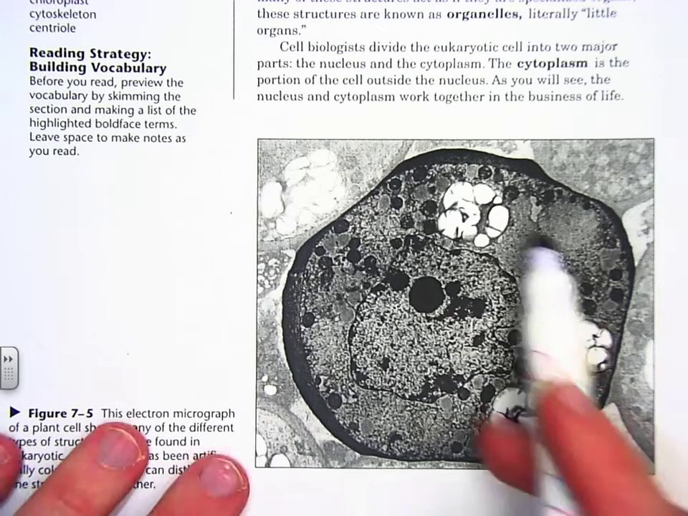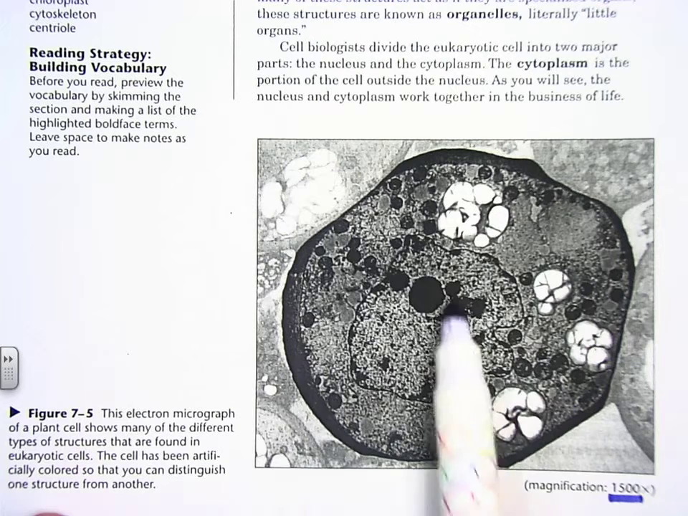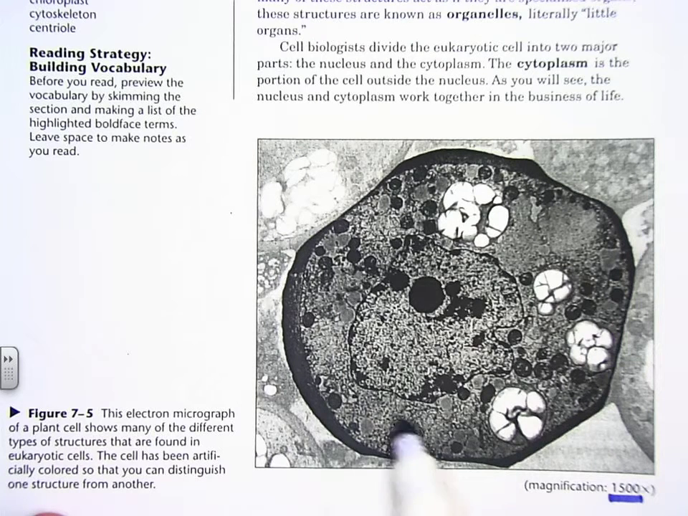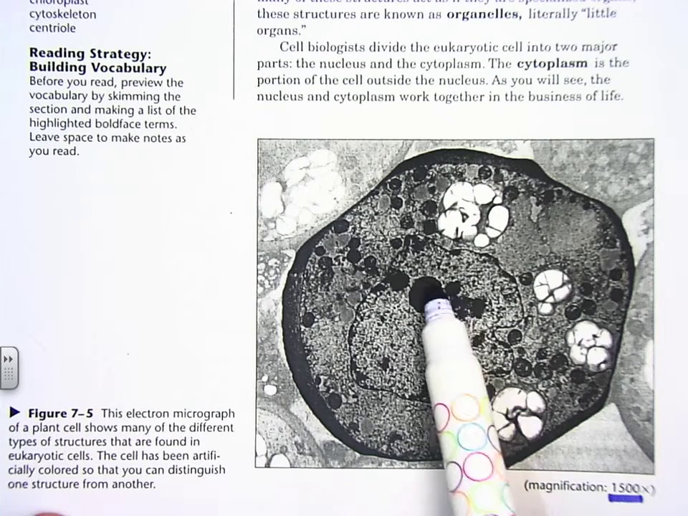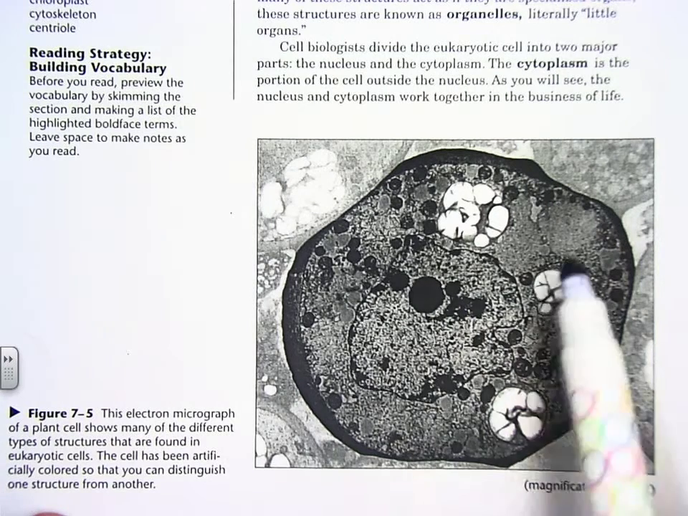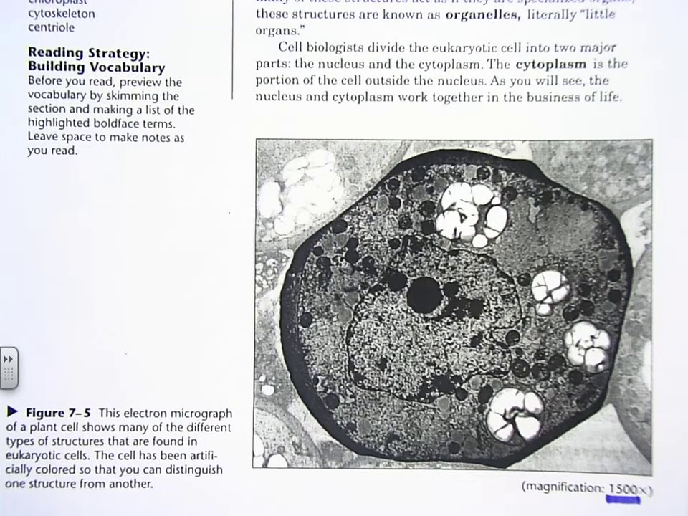Here's a nice, cool looking cell. You can see it's magnified 1,500 times. And you can see the different little organelles floating around. We've got the nucleus here. Actually, nucleoli. We've got the nucleus here, probably. All kinds of different things going on. It's an electron micrograph of a plant cell. Wow, very cool. Move on with me to page 175.